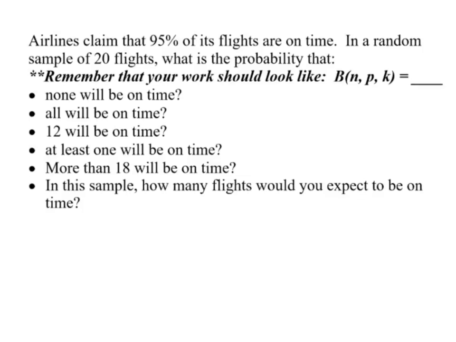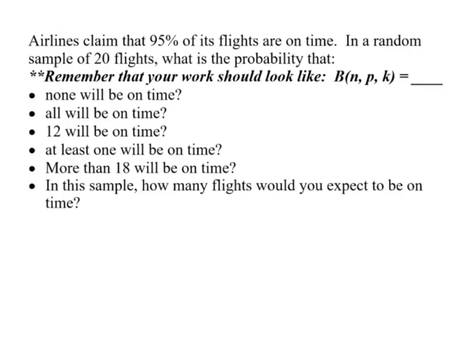In this video, we're going to review some of the work we did previously with binomial probabilities, and I'm also then going to go a little bit further and talk about some of these properties of the distribution. Okay? Airlines claim that 95% of flights are on time. In a random sample of 20 flights, what's the probability that none will be on time? And you can see here my reminder of how we show our work for problems like this.